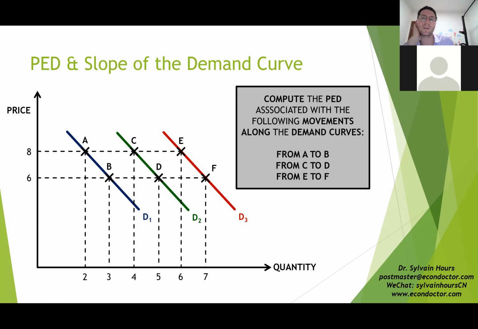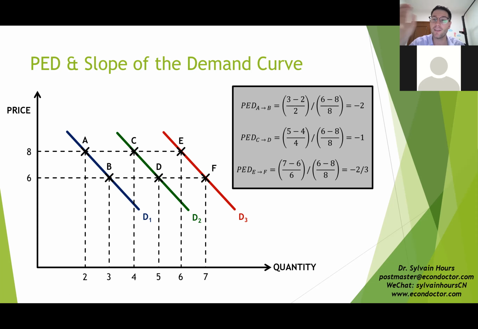So if you ask the students, can we conclude that if I calculate the 3 PEDs on D1, D2, and D3, we should find the same value? Actually, most of them will say yes. It's very tempting. Same slope, same decrease in price. We just lose $2, and the quantity demanded increases by 1 every time. But then you can just say, okay, do it. And then you find that no, you have 3 different values. The demand on D1 is price elastic. The demand on D2 is unit price elastic, and the demand on D3 is price inelastic.